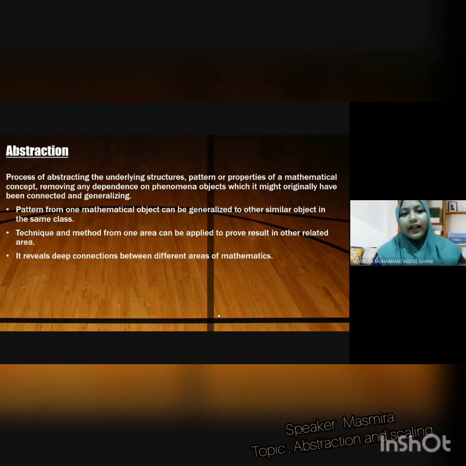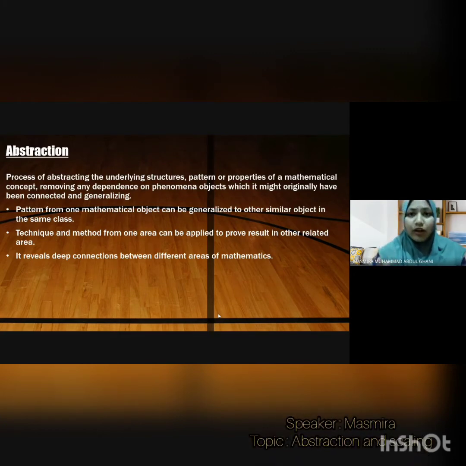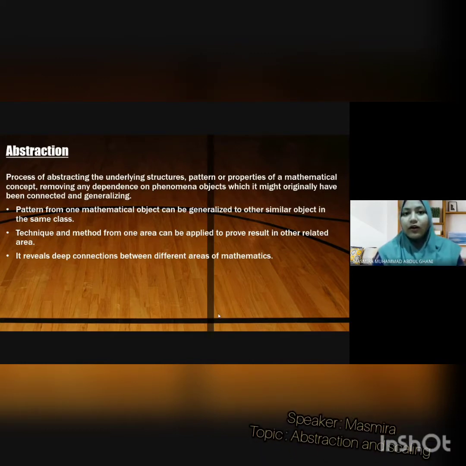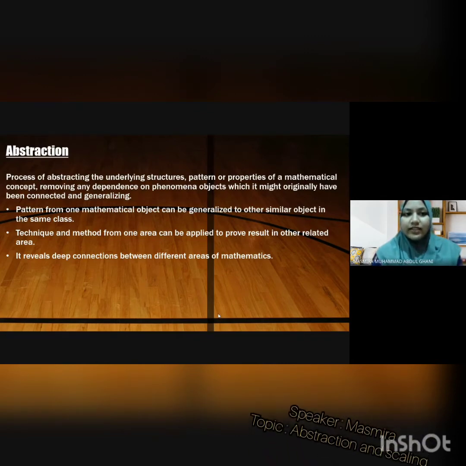Okay, let me make it clear. If we see a ball, we will think about the ball, such as the shape of the ball is round, and the color is orange, for example. So I relate abstraction to the first impression. In this case, abstraction is the first impression towards a model that we want to use.